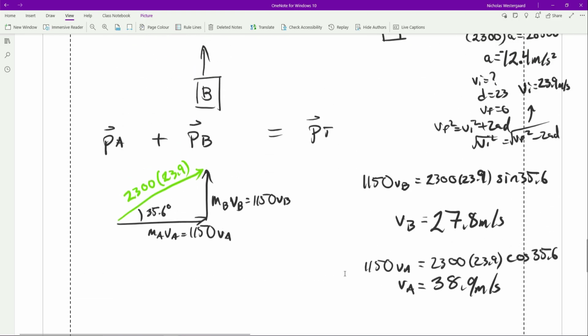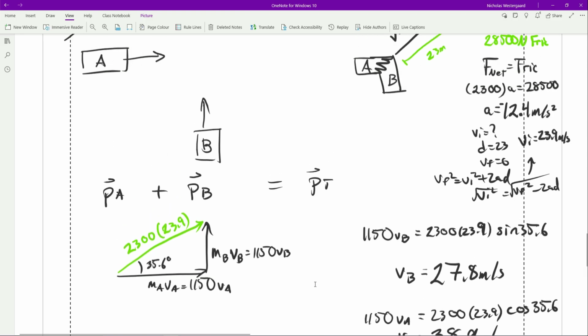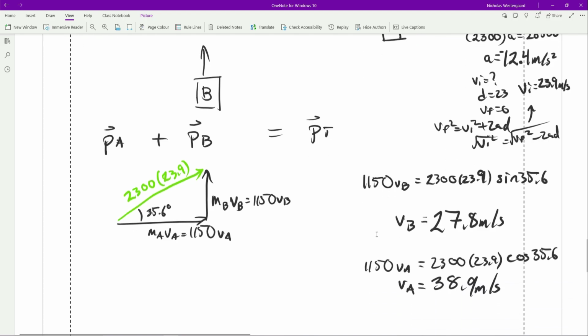So you can see I've taken this PA, this momentum A, and this PB, momentum B, and they should add tip to tail to equal momentum total, which is what stretches across them. So this way I used kind of a trigonometric way to visualize it, but then I just broke it down into my components like so.